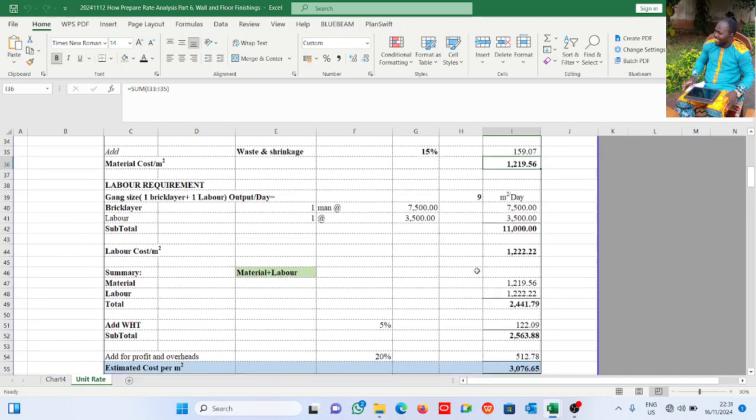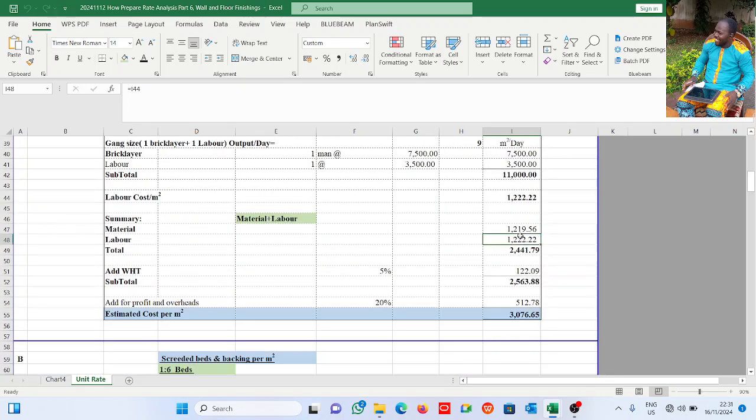You can see it here. This is the material part. Now this is the labor part. Now you see it here. If I sum everything, I have material and labor, right? So we add withholding tax of 5%, and we add profit and overhead of 20%.